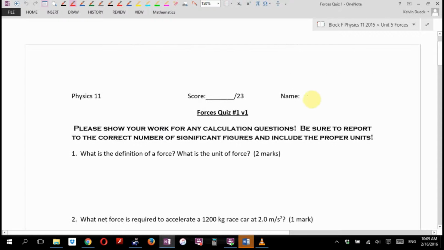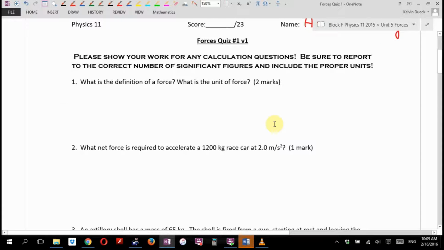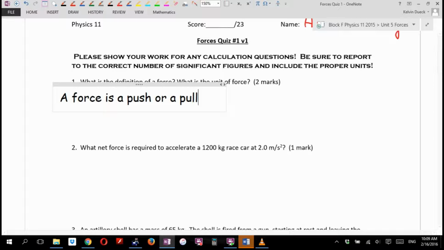We'll go with my favorite student, good old Anne. What's the definition of a force? I think I said this. A force is a push or a pull. That's one. Did anybody say anything else?